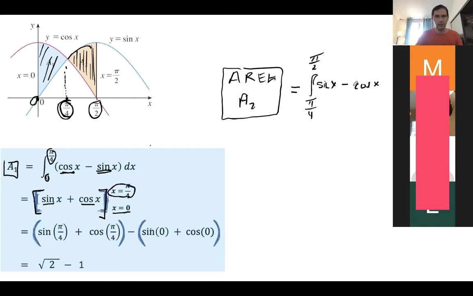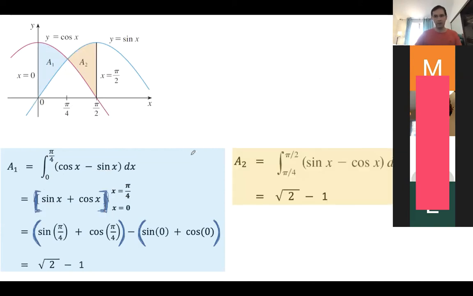We won't be doing this computation now. This is exactly the area. I have done this computation over here. So this is sine of x minus cosine x. When you do the computation, you get square root of 2 minus 1, and that's the area. You can notice that it's exactly the same. Again, it's symmetric, so it's the same as that.